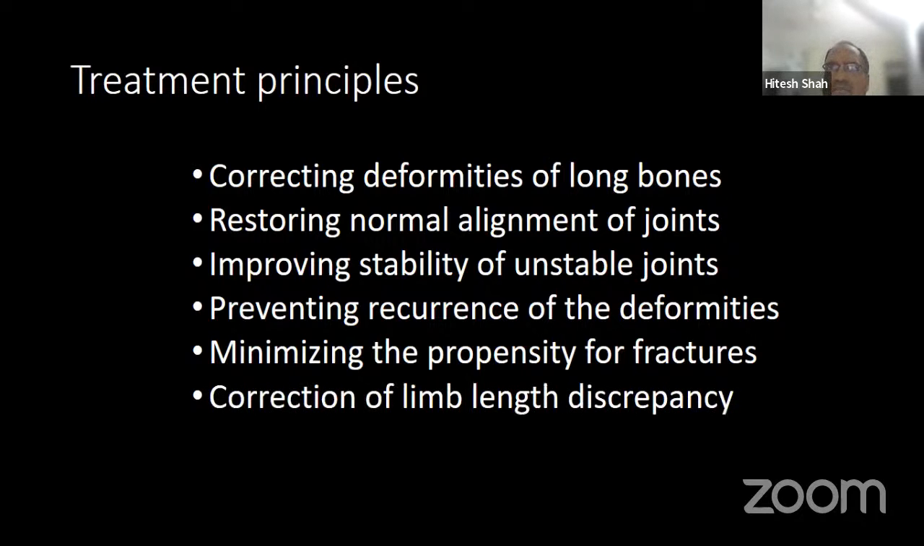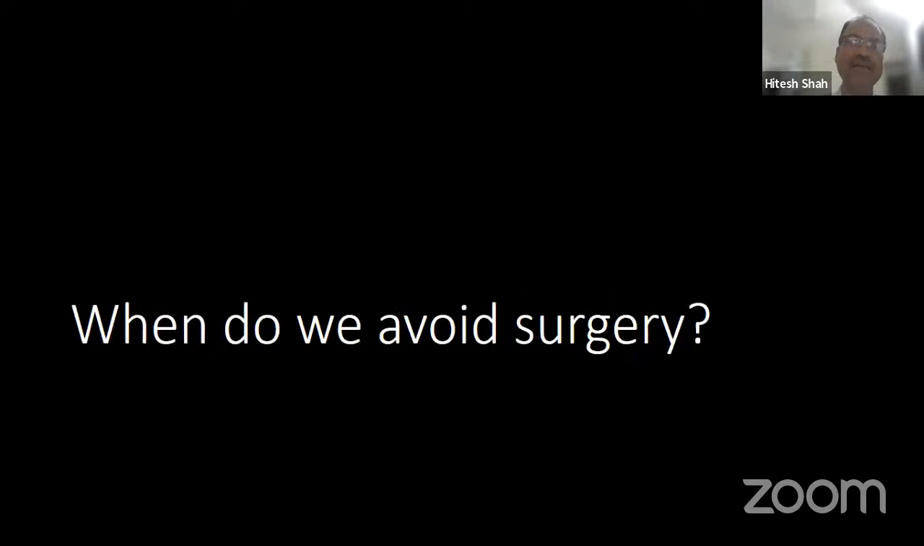Correct the limb length discrepancy. Whenever there is a limb length discrepancy, we need to address it by either doing epiphysiodesis or a lengthening procedure. Last but not least, the goal would be to relieve the pain. If it is arthritis, it is very, very difficult to address the arthritis in a child, but we need to relieve the pain in the child.